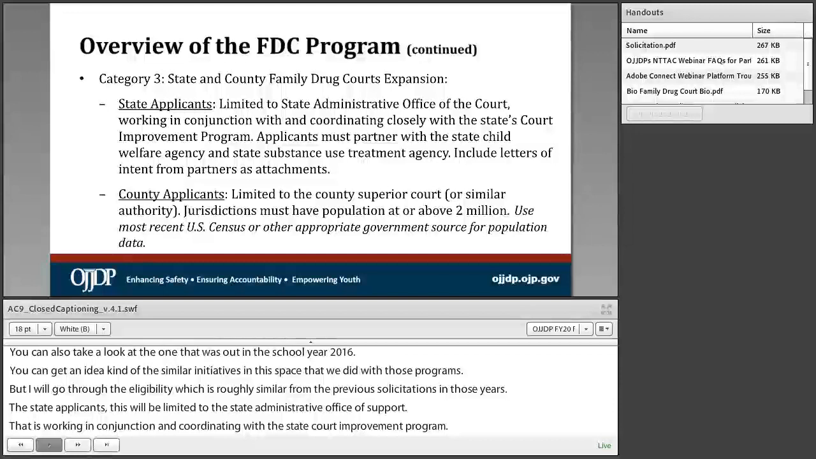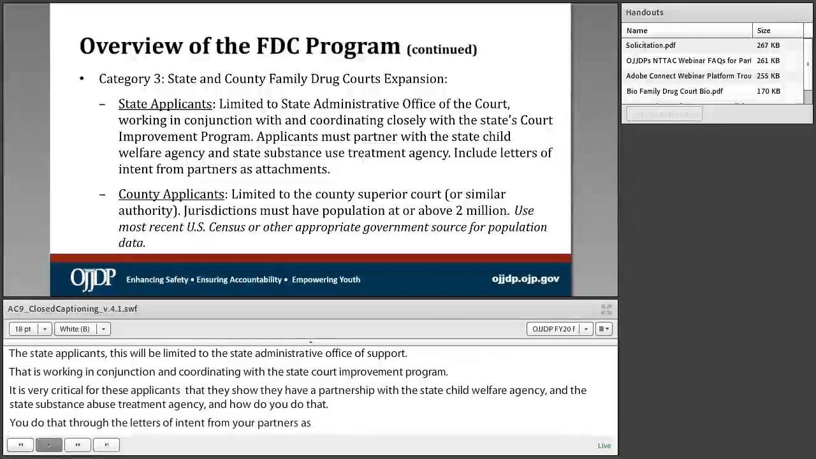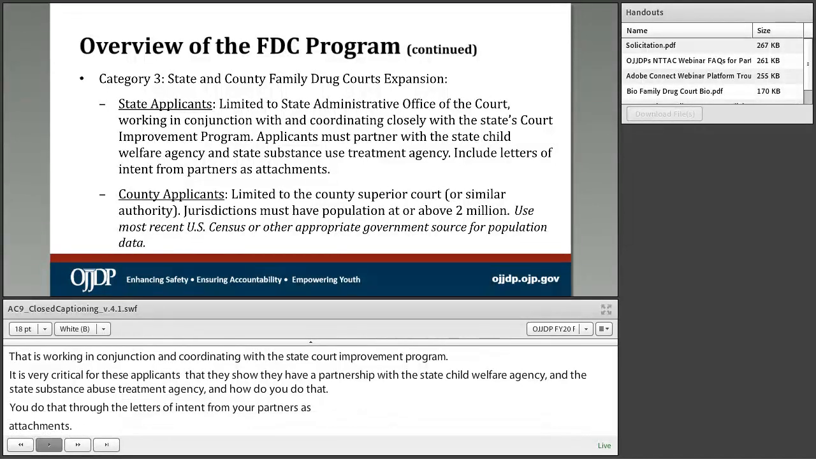I've had some questions as to what should be in those letters. If you read the solicitation in its entirety, there's a whole section on what should go in letters of intent, letters of support, whatever you would like to call them, on page 12 of the solicitation. So this is a little different from years prior for our statewide initiatives in the family drug court space.